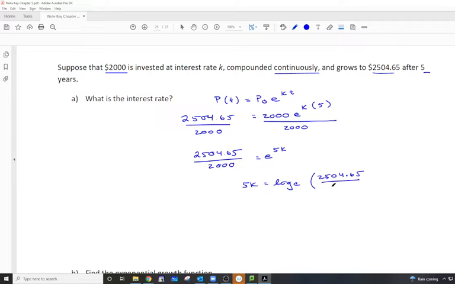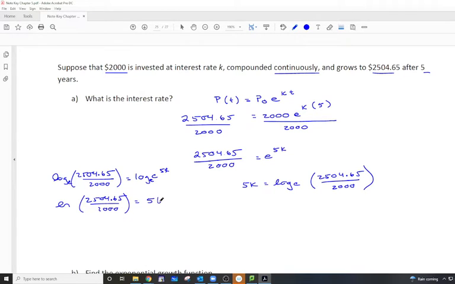$2,504.65 over 2,000. The other option was to take the log of both sides, so the log of $2,504.65 divided by 2,000 equals the log of e to the 5k. And again, I recommend taking log base e. So now when you apply your power rule, we have ln of $2,504.65 divided by 2,000 equal to 5k times log base e of e, which is 1.